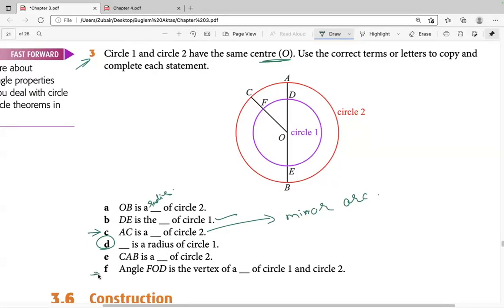F part. Vertex of B, vertex of B, sector? Correct.